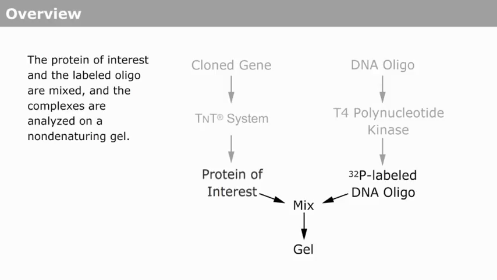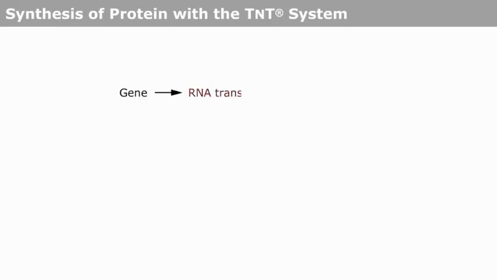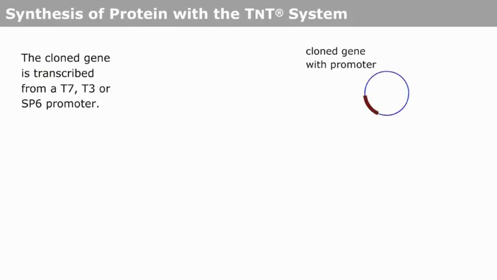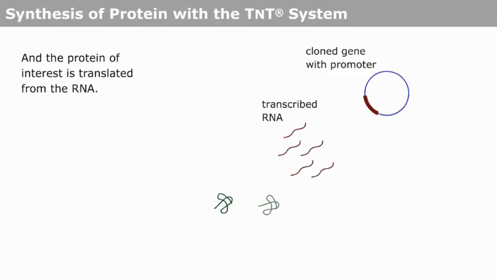non-denaturing gel. First, the cloned gene is transcribed and translated using the TNT system. The cloned gene is transcribed from a T7, T3, or SP6 promoter, and the protein of interest is translated from the RNA.